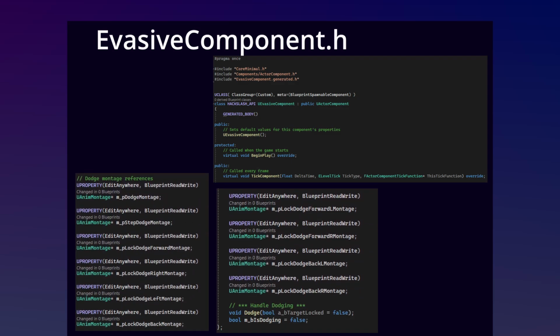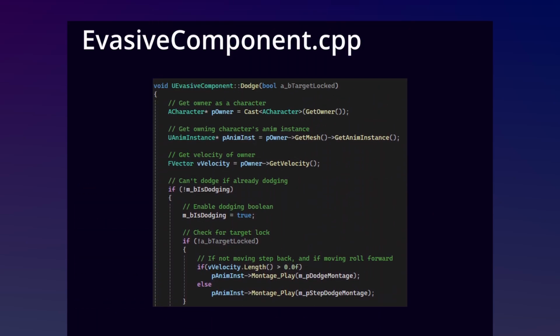These include 8 montages for either direction when we are target locked, a normal dodge roll for when we aren't locked, and a simple dodge for when our player hasn't specified any movement direction. We're also going to make a method for executing our dodges and a boolean for tracking our dodge status. Getting into our CPP implementation here, the only thing we need is logic for our dodge method. We're first going to get our player's anim instance as well as their velocity.